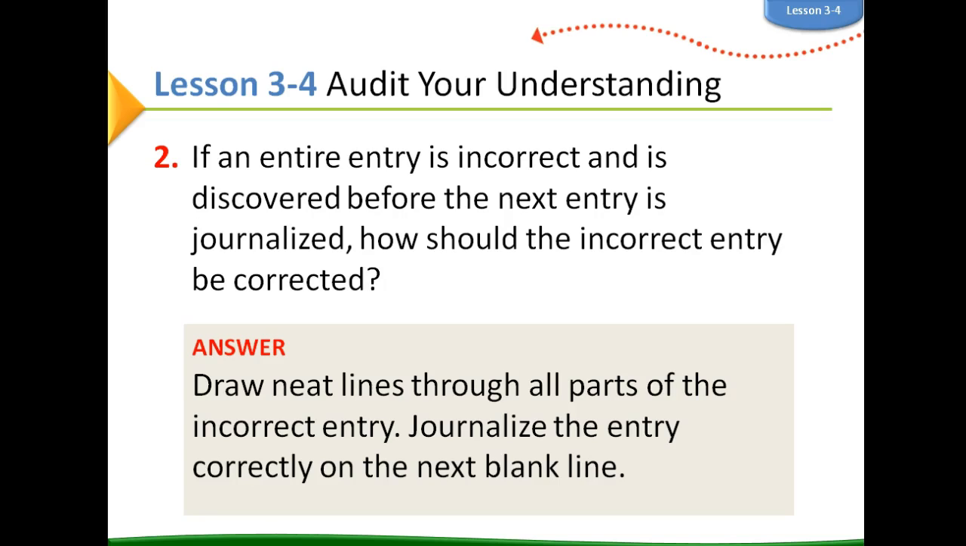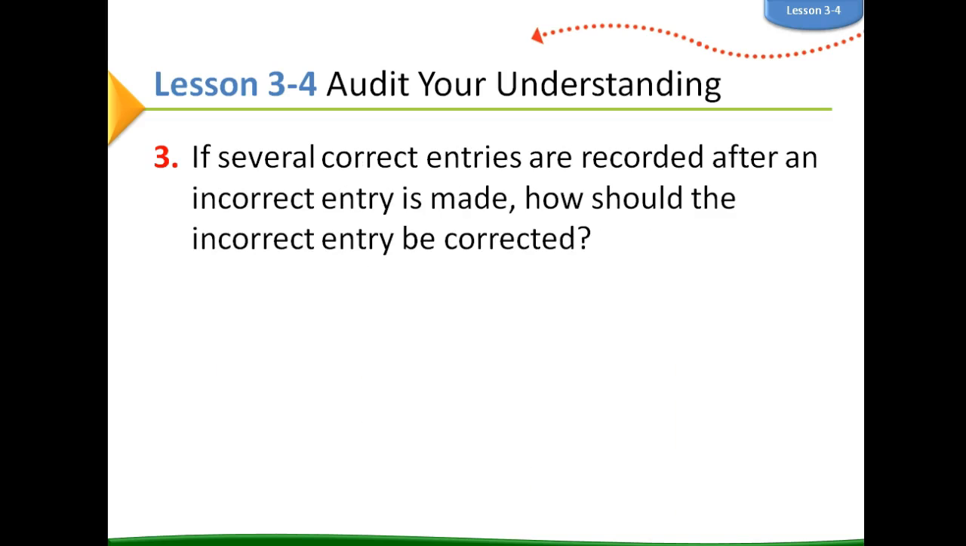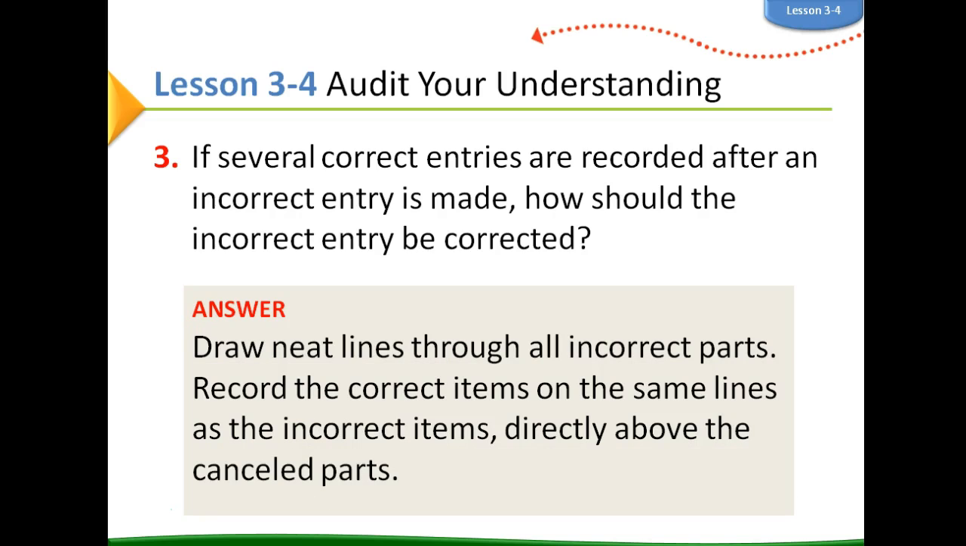on the next line. If in fact we've entered a few additional entries after we made the mistake and before we find it, that's when we draw lines through wherever the errors are, but then we record the correct items on the same line, just immediately above wherever we wrote down the incorrect information that now has the line through it. Lesson 4 is very short, which is pretty great.